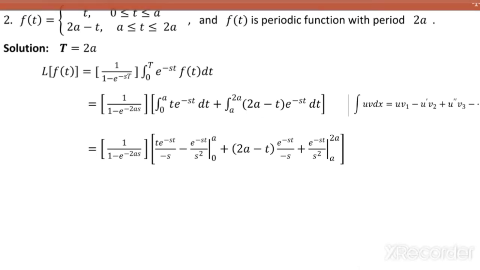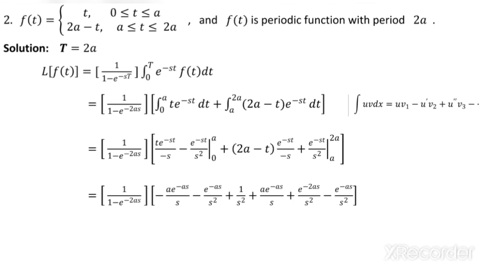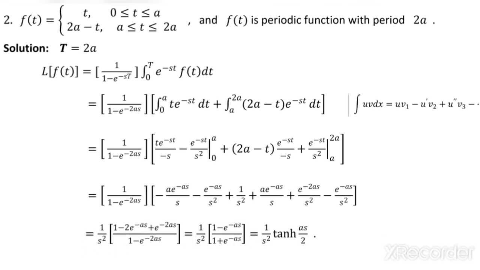So the next step, substitution. After applying the limit, carefully apply this. Now further you can simplify by taking s square as LCM. So if I take s square as LCM, we have 1 by s square, we can take it out. The numerator now simplifies to 1 minus 2 e power minus as plus e power minus 2as, divided by 1 minus e power minus 2as.